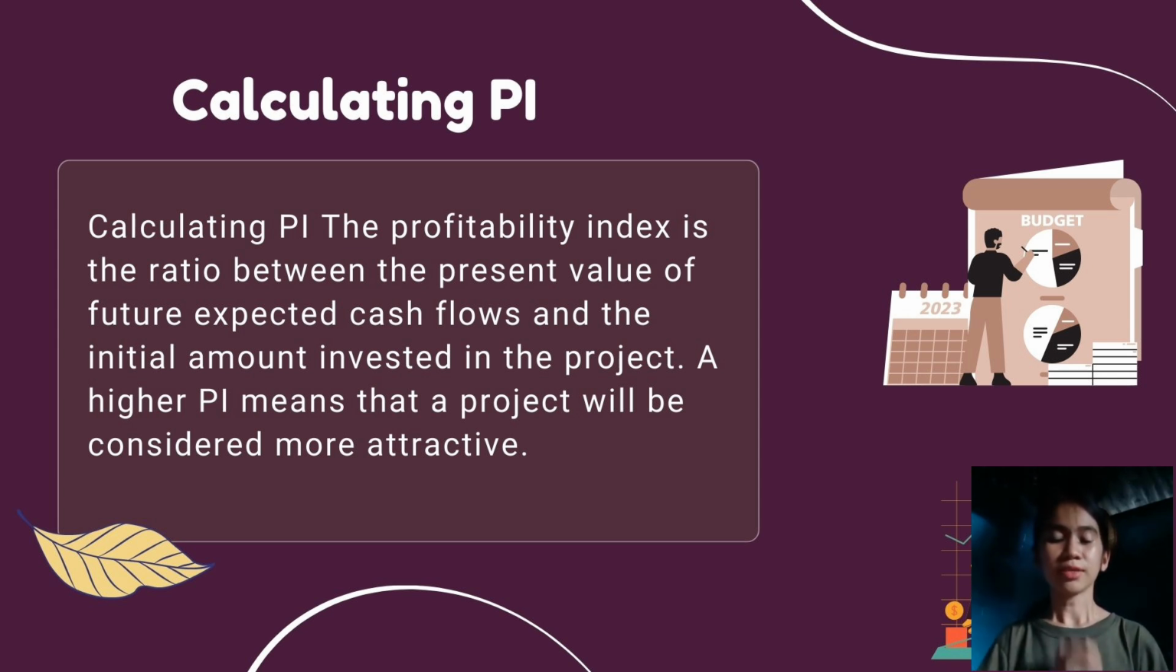Calculating PI: the profitability index is the ratio between the present value of the future expected cash flows and the initial amount invested in the project. A higher PI means that a project will be considered more attractive.